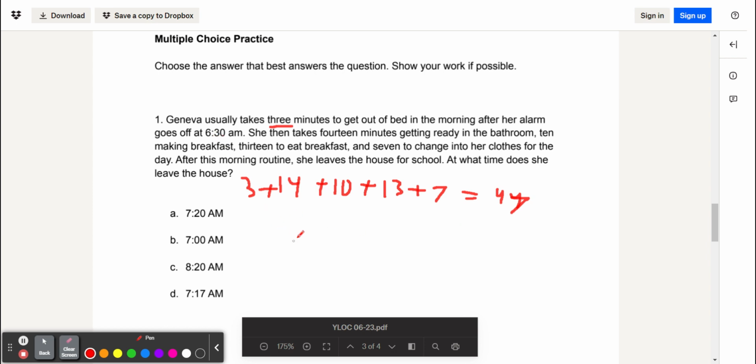And then we'll add that to 6:30 a.m. So 6:30, the first 30 minutes will bring us to 7 o'clock. And then we'll still have 17 minutes left. And we'll add those to get 7:17, which is D.